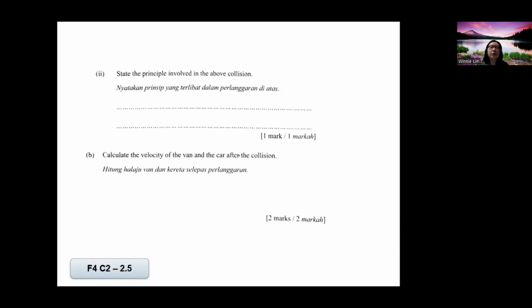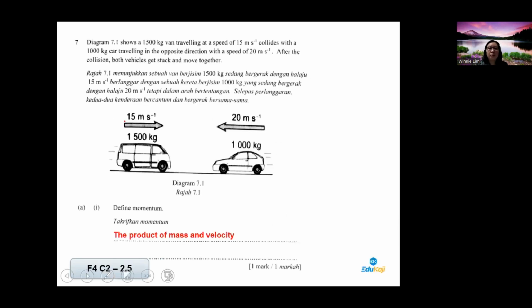State the principle involved in the collision. So the principle under this topic is the principle of conservation of momentum. Next, they want you to calculate the velocity of the van and the car after the collision. So we go back to the question first, to get more information. Now these two vehicles are actually in opposite direction. Very careful.